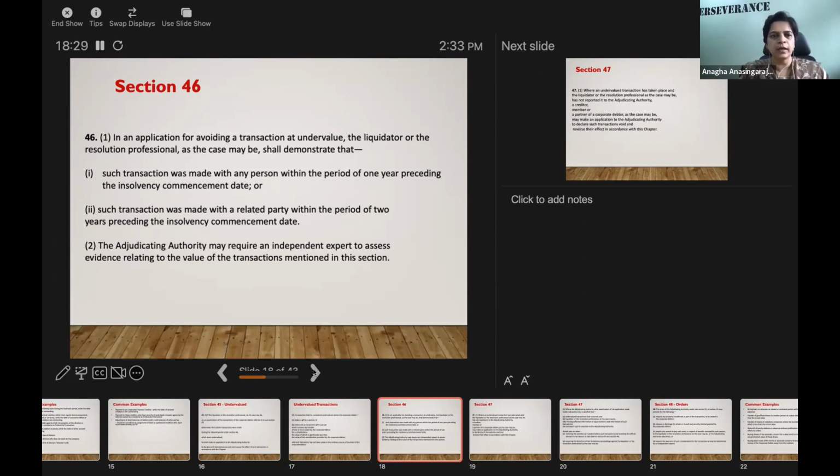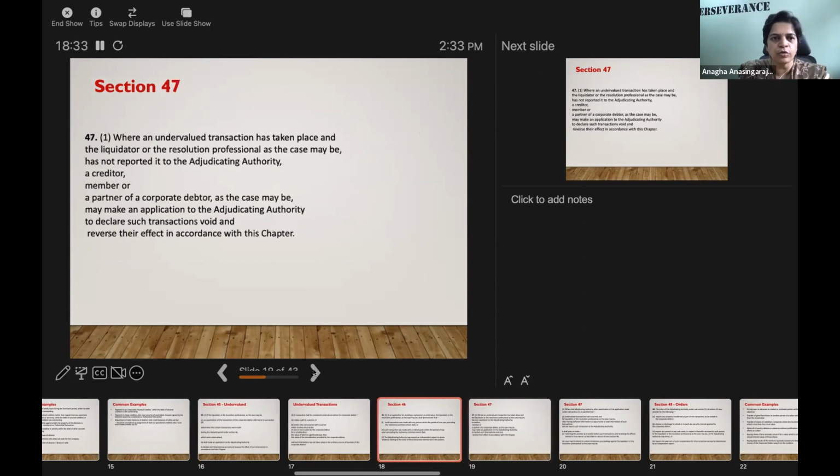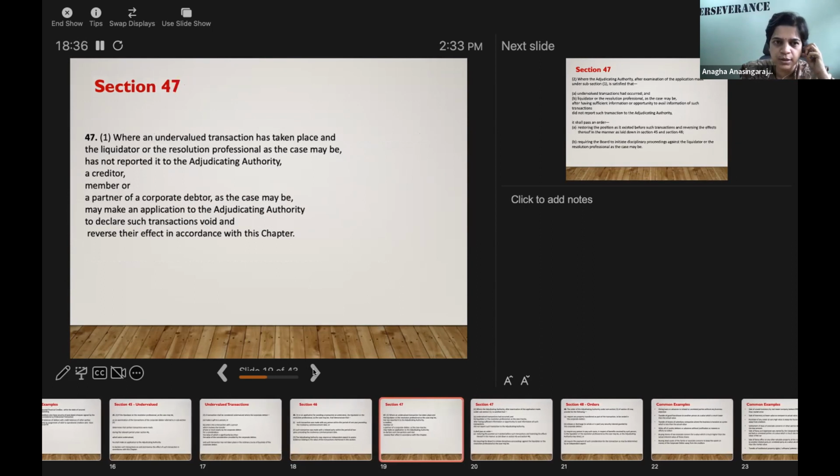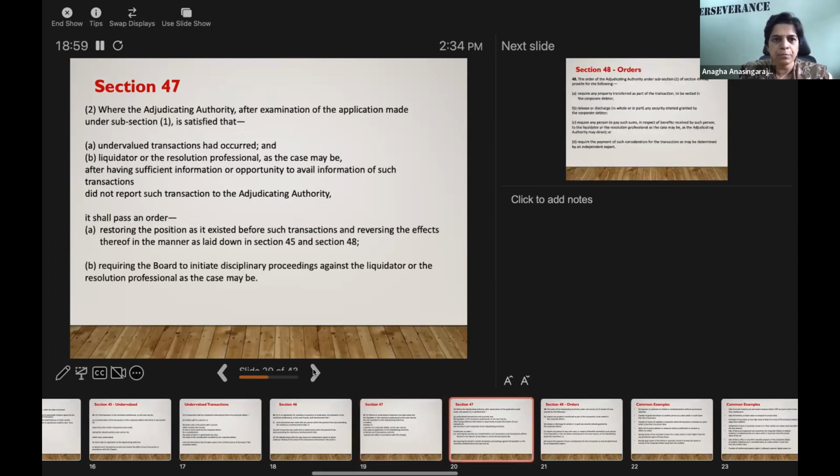Then an independent valuer's report will show that this transaction is an undervalued transaction, or what was the market value of that particular asset at that time. Where an undervalued transaction has taken place and the liquidator or the RP has not reported it to the adjudicating authority, a creditor, member, or partner of the CD can make an application to declare these transactions void and reverse their effect in accordance with this chapter. So if we fail in our duty, any creditor, member, or the partner of the CD can make a similar application.